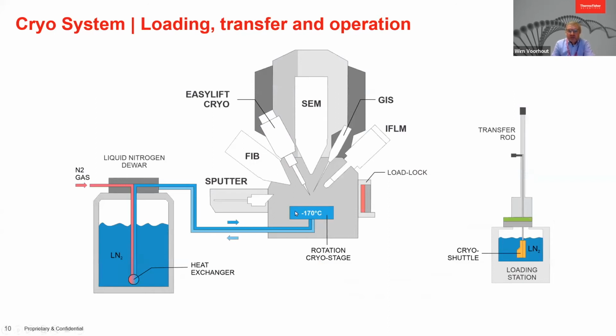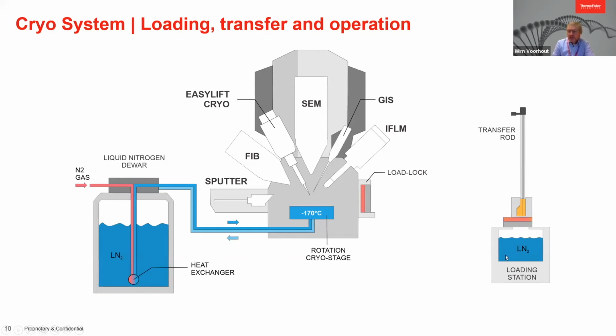Here we have a rotational cryo stage, which is cooled down to minus 170 degrees. Here you see the focused ion beam, so the gallium column, and the SEM column. We also now have an integrated light microscope. Here we have the sample on a loading station.